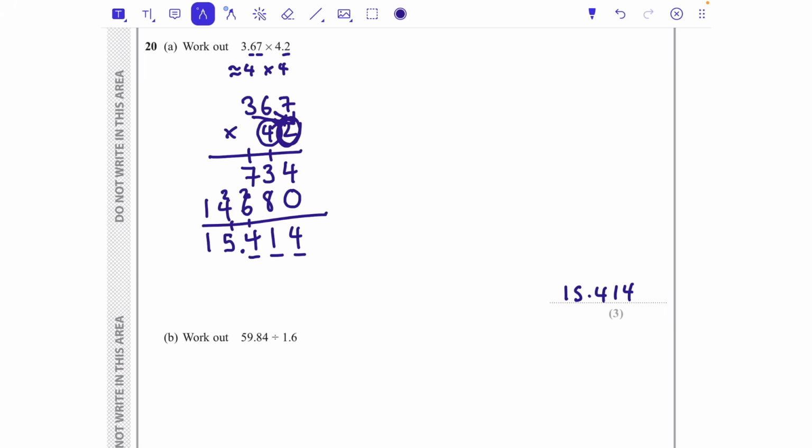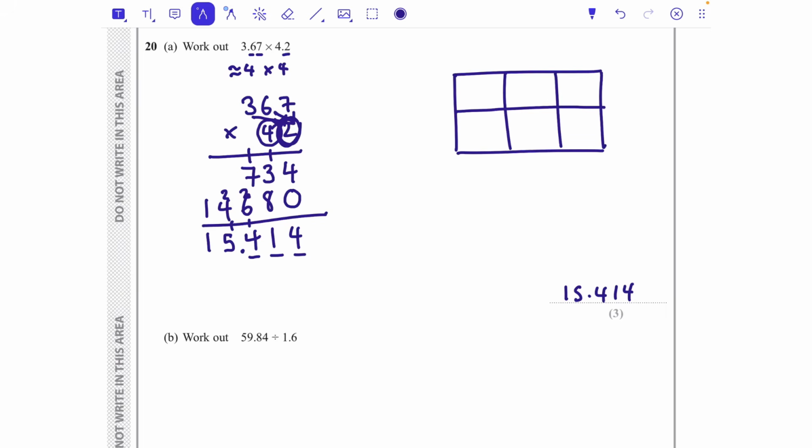Now that's method number 1. Method number 2 is called the lattice method, or grid method, it's got lots of different names. So I'm going to draw a box that is 3 digits wide for the 3.67 and 2 boxes tall for the 4.2. There we go. And we're going to times those.